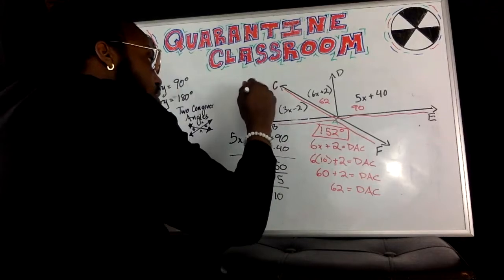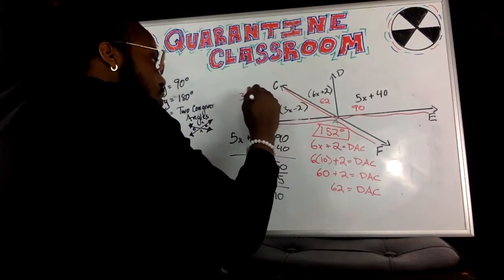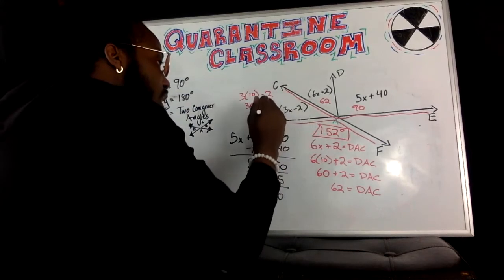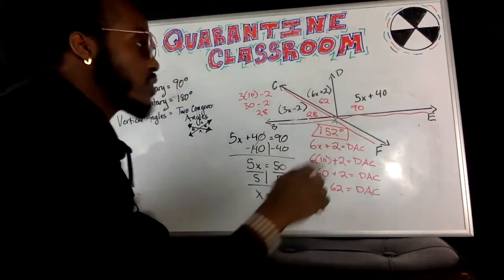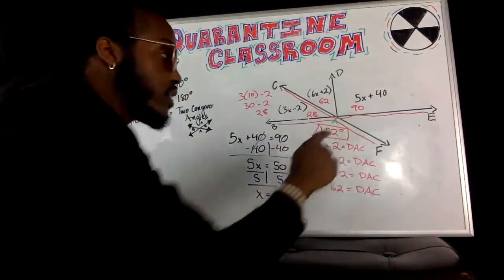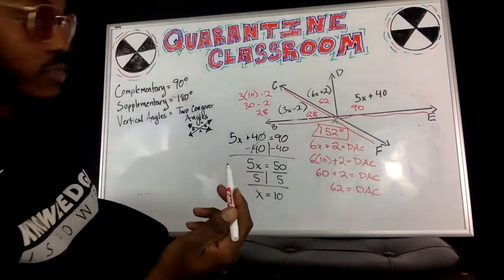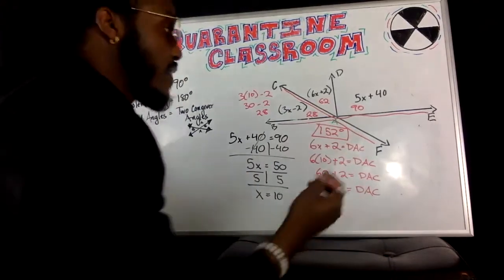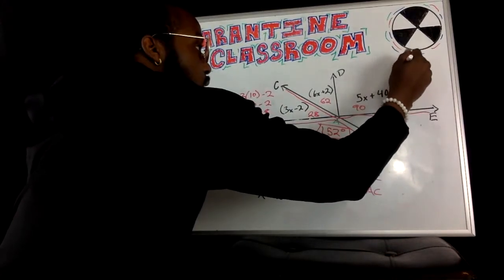I have 3 times 10 minus 2, 30 minus 2. This angle should be 28 degrees. So now I have 3 angles. I now know the values for all three: 90, 62, and 28. And when I add those together, I should have 180. And that's how I know that this will be 100% correct.